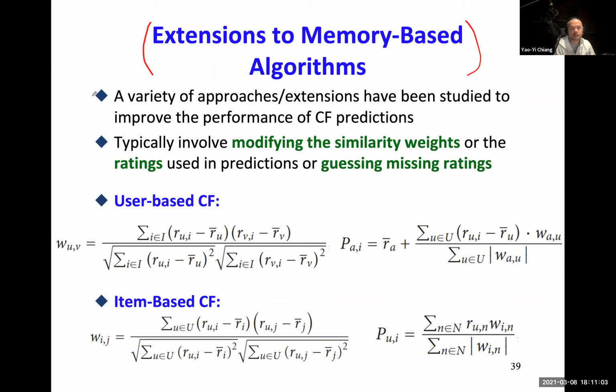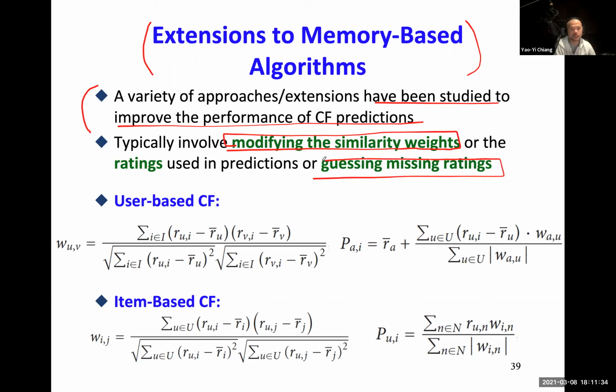Okay, so let's look at this. I'm going to tell you some extensions to all this collaborative filtering method, and you will see why we need all these extensions. So some extensions have been studied to improve the performance of collaborative filtering approaches. This typically involves modifying the similarity weights, and we will see why we need to modify this. Or using some method to guess missing values, and we will see why this is important. Okay, so we just covered this too.